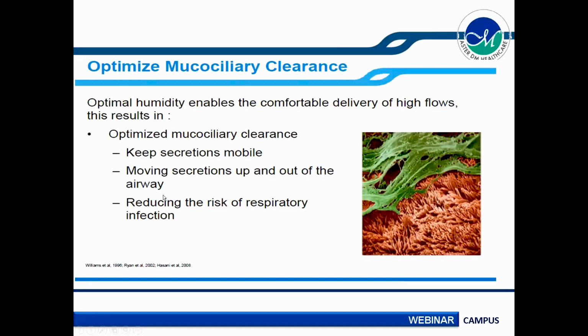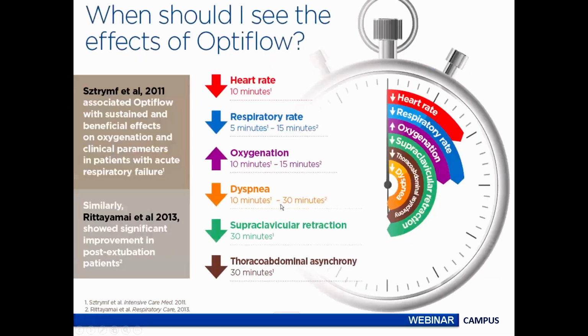And again, because of the proper humidified air, it can have a better mucociliary clearance. It can keep the secretions mobile, moving secretions up and out of the airway, and reducing the risk of respiratory infection. Whenever there is proper toileting of the airway, mucus obstruction can be minimized.